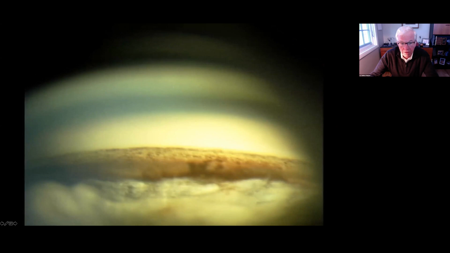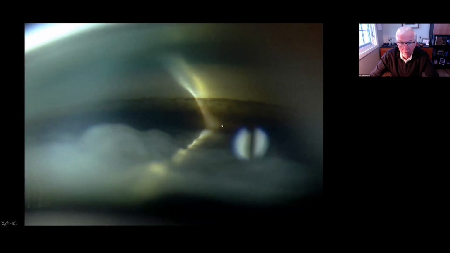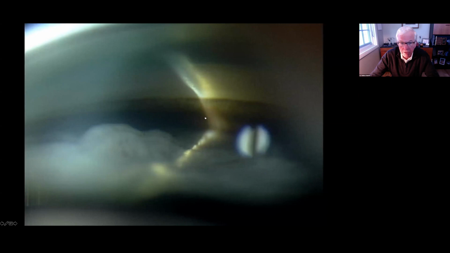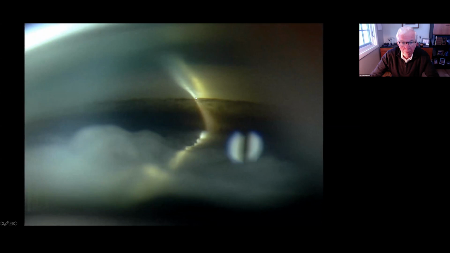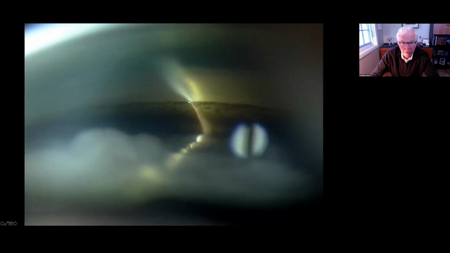Another angle, I have no idea what I'm looking at here, right? But this is the anterior border of the trabecular meshwork right there. And so this is the meshwork. Some of these are really, really hard. Fat fuzzy, sharp, come together right there. And they show me that's the anterior border of my meshwork.